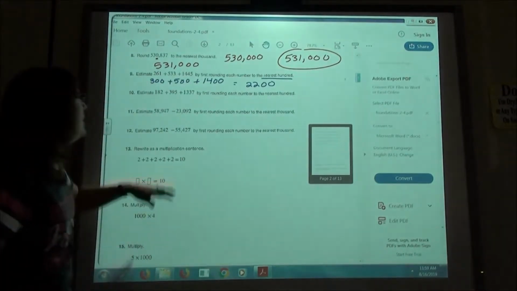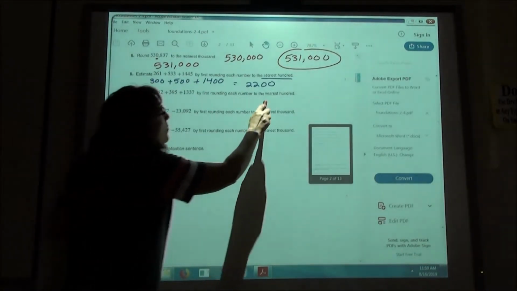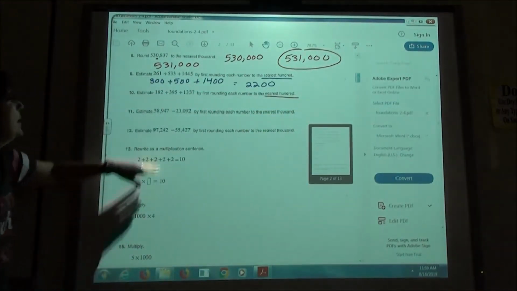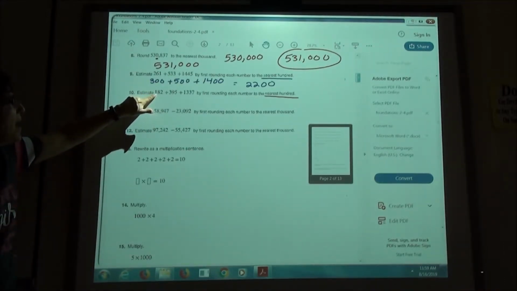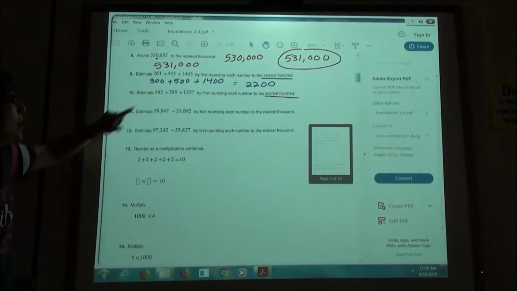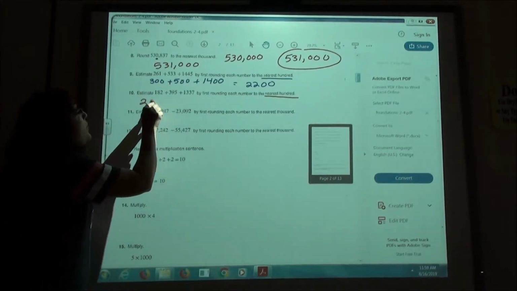So number 10, again, we're going to estimate by rounding to the nearest hundred. So 182, there's a 1 in the 100 spot. Because it's followed by an 8, I have to round it up to 2. So 200.